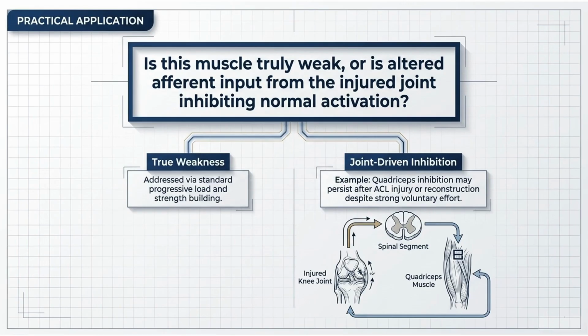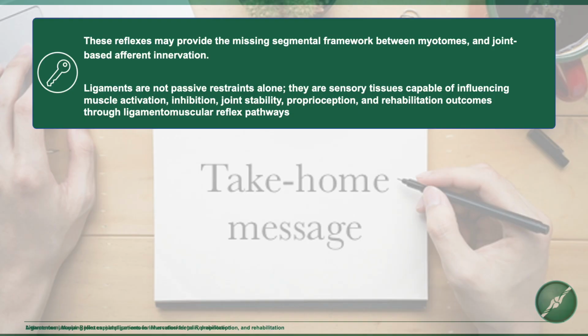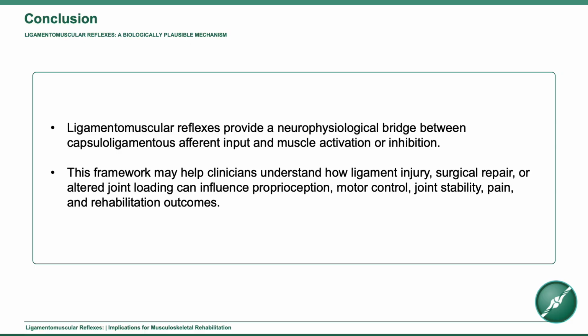Consider a client after a knee ligament injury. The quadriceps appears weak, but the explanation may involve more than deconditioning. Pain, swelling, altered joint input, and nervous system responses may influence activation. Ligamentous injury may be both a tissue injury and a sensory motor injury.